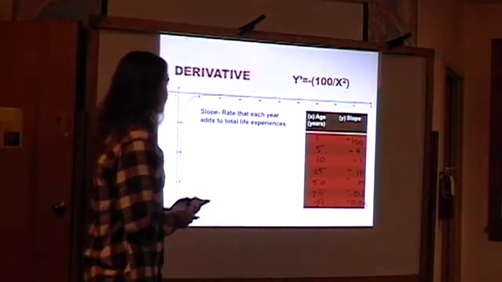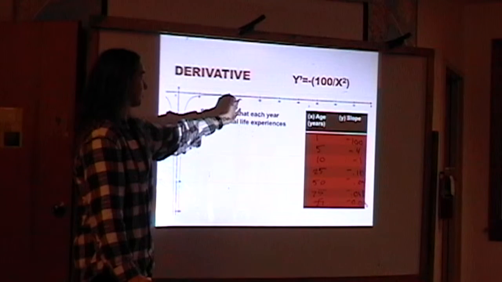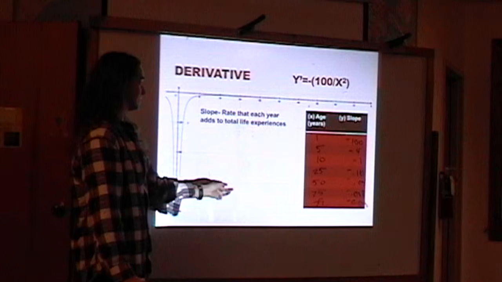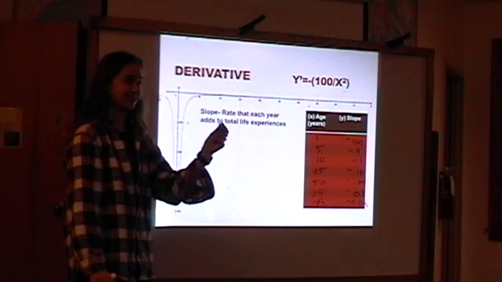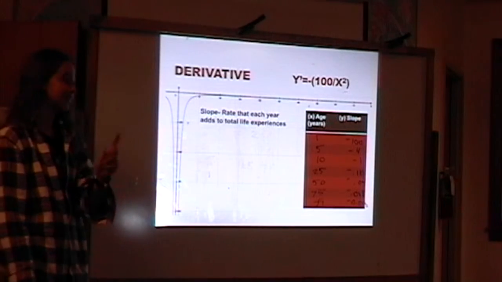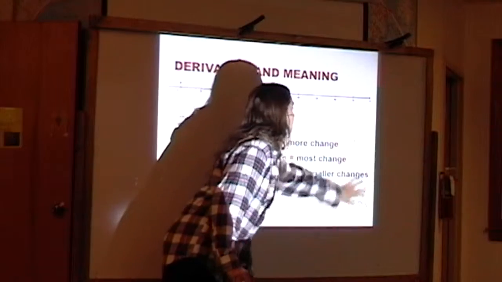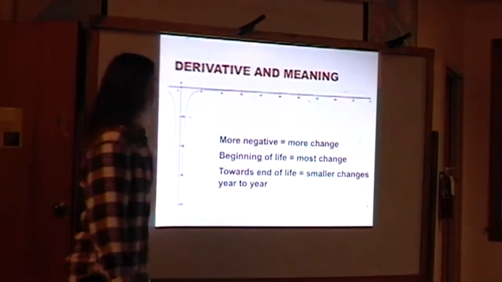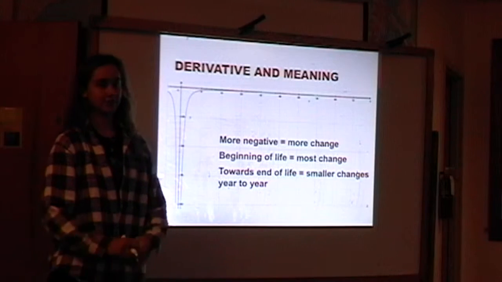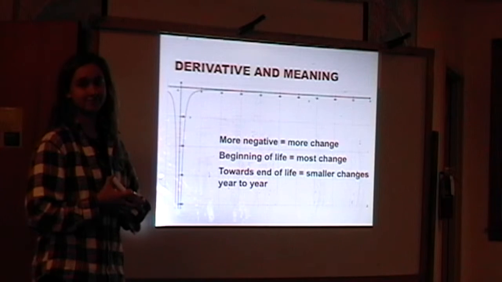So you're adding all of these years to your life, but by the time you're older and older, you have already lived so many percentages of your life that your last year feels really, really small in proportion to everything that you have experienced. So it's more negative, so more change in the beginning of your life, and towards the end of your life, smaller changes year to year feel like there's been less change to your life in the previous year. Any questions?